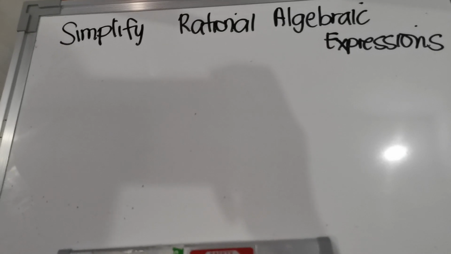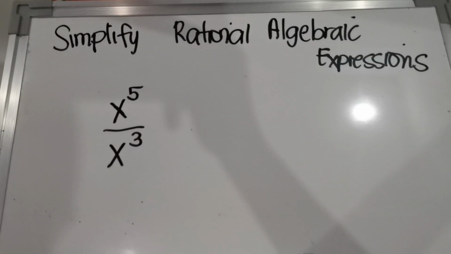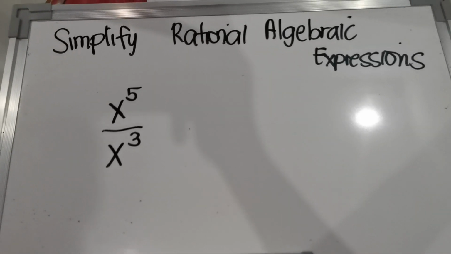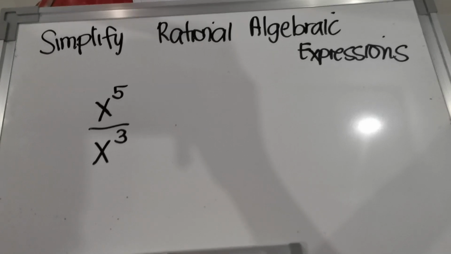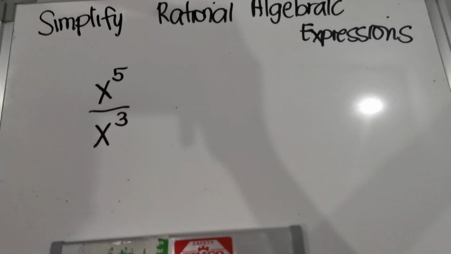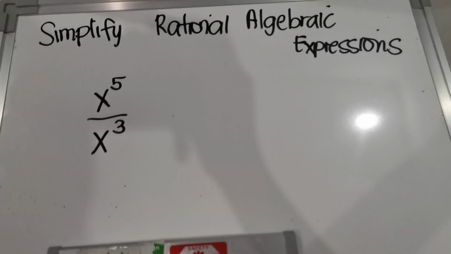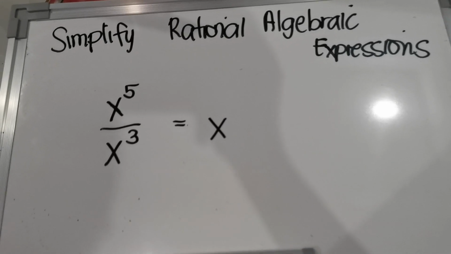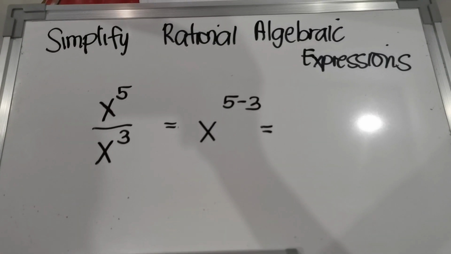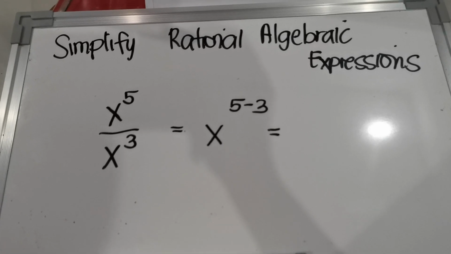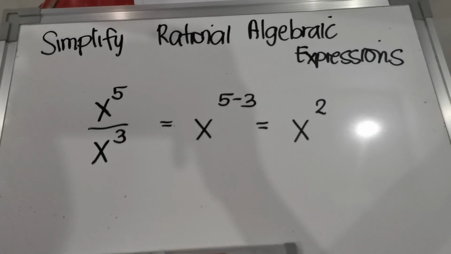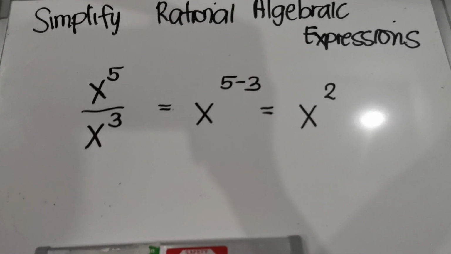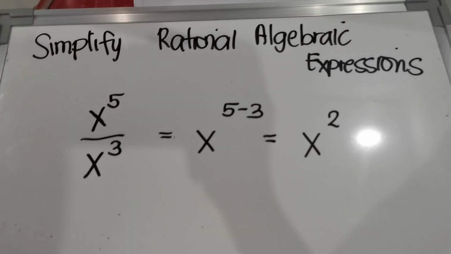So let us have this example. How are we going to simplify x to the fifth divided by x cubed? In this case, we can apply the law of quotient wherein ang gagawin natin, class, since pareho tayo ng base which is x, you have to rewrite x and then get the difference of their exponents. So you'll be having x raised to 5 minus 3 and 5 minus 3 is 2. Therefore, the simplified form of x to the fifth divided by x cubed is x squared. Can you follow?